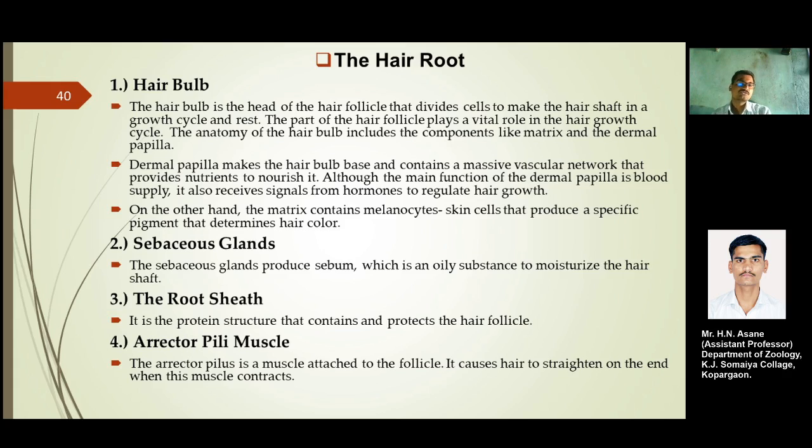Okay, so the third part is the root sheath, which is a protein structure that protects the hair follicles. And the fourth part is the arrector pili muscles, which attach to the follicles and make the hair straighten. When these muscles contract, they produce goosebumps when you feel the cold.